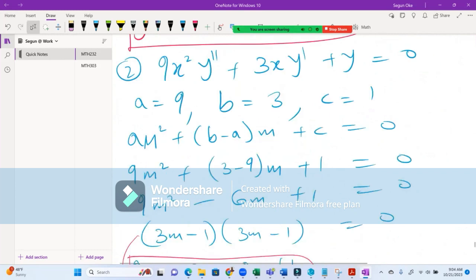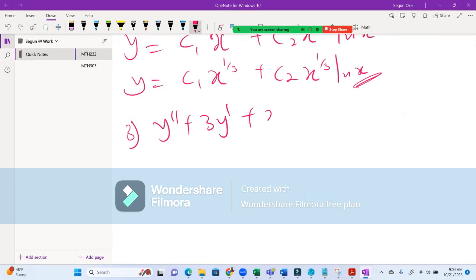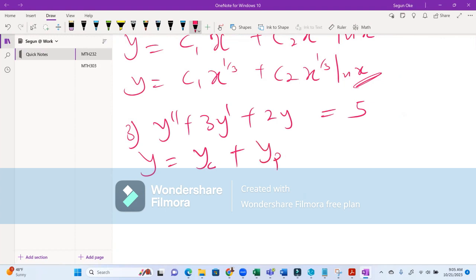Okay, let's continue. Let's look at this example. Number 3, we have y'' plus 3y' plus 2y equals 5. Remember, y particular and complement. We have y equals y complement plus y particular. Now, we have y complement, we have y particular. How do we resolve this matter in this case? What are the things we need to do? How do we solve this? Remember the general equation. What does this 5 represent, please?